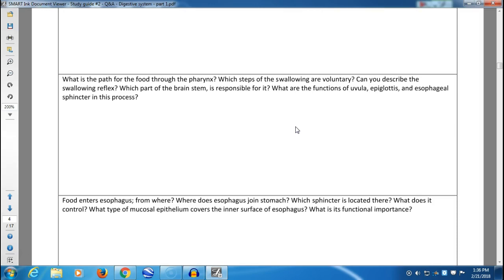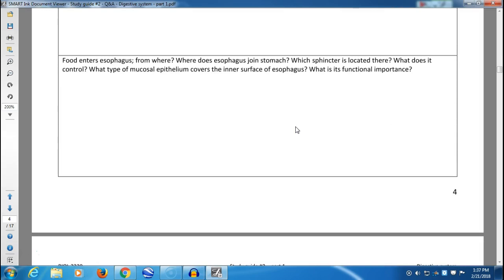What else? The M word. Muscles. The upper third is skeletal. The middle third is mixed. The lower third is smooth. We good?